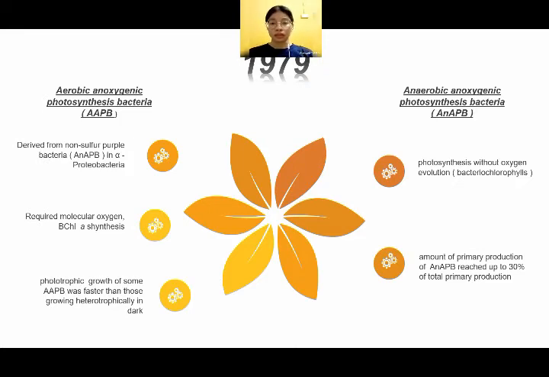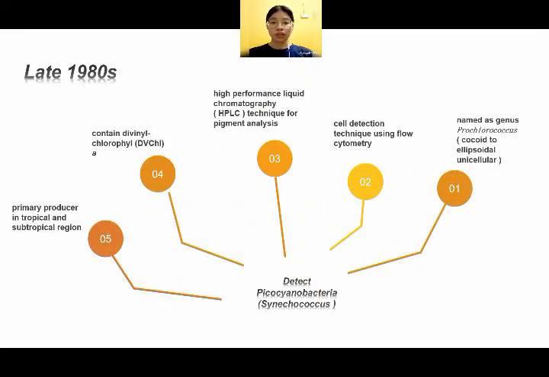In the late 1980s, the development of HPLC technique for pigment analysis and cell detection using flow cytometry detected a picocyanobacterium similar to Synechococcus. This cyanobacterium is named Prochlorococcus and it contains divinyl chlorophyll A. This cyanobacterium uses divinyl chlorophyll A to perform oxygenic photosynthesis and can grow in deep water, in the deep sea water column where blue light is dominant. This is because divinyl chlorophyll can absorb blue light more efficiently than monovinyl chlorophyll.